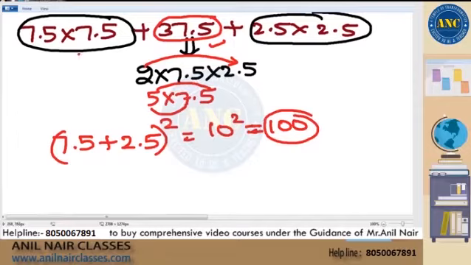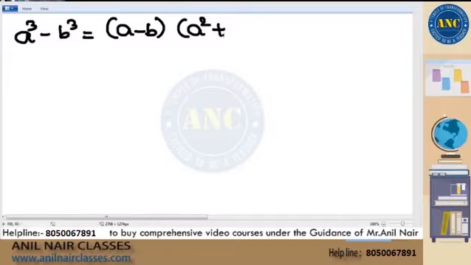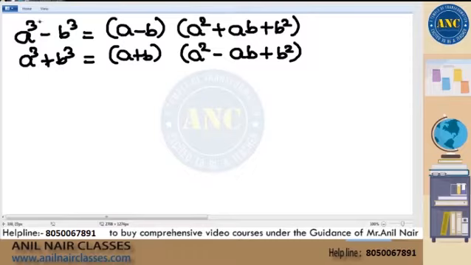I hope the idea is clear. Questions sometimes can also be asked in that format, which we have understood right now. Idea clear, sir? Suppose this is another variety of asking a question. I am sure that you should know this: a cube minus b cube is a minus b into a square plus ab plus b square. Similarly, a cube plus b cube is a plus b into a square minus ab plus b square. These are two things which we know from school days.